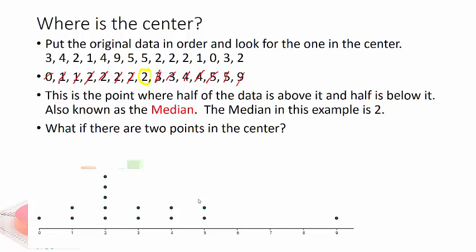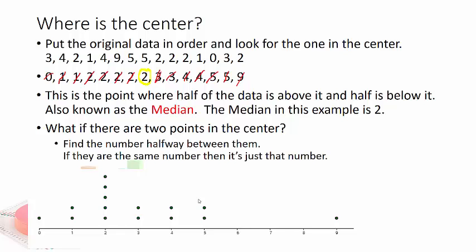What if there are 2 points in the center? Well, if there are, find the number that's halfway between them. And if they're the same number, then it's no big deal. If you have 2 2's, for example, if I had an extra 2 here, then it would still be 2. If I had an extra 3 here, it'd be halfway between 2 and 3.